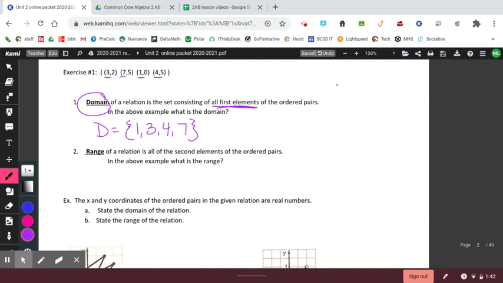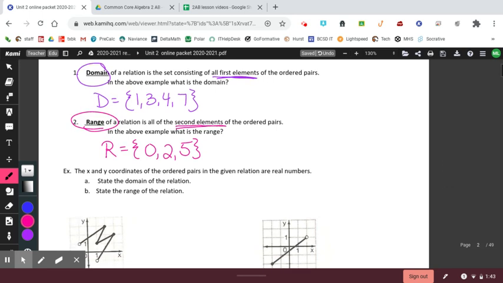Okay, so for a relation, the range is the set of all second elements of the ordered pairs. So again, in this above example, the second element in each ordered pair would be the 2, the 5, the 0, and the 5. So we'll say the range is 0, 2, and 5. We don't need to list 5 twice. We're just listing the elements that would be in the range. I don't need to list them if they are repetitive.